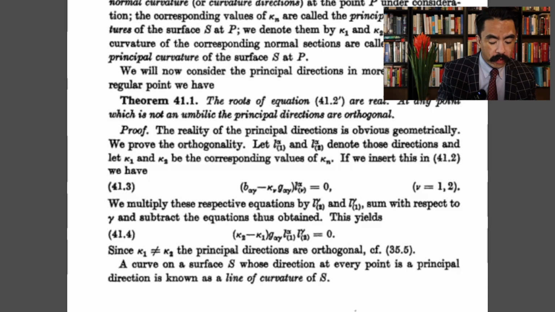Refer back to the relation for cosine of gamma, the angle on a surface between two vectors, and this relation is given in terms of the first fundamental form. A curve on a surface capital S whose direction at every point is a principal direction is known as a line of curvature of capital S.